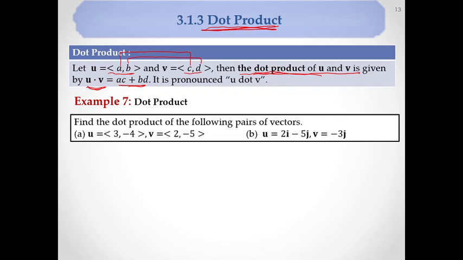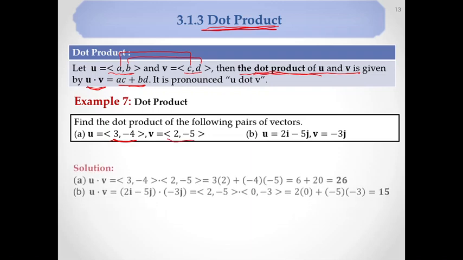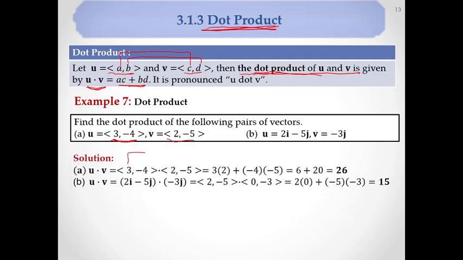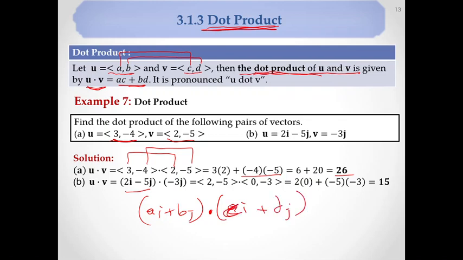It has some use in physics, and we will see its application here as well. Let's do some examples. For u and v, let's do the dot product: 3 times 2 plus negative 4 times negative 5, which is 26. If it's written this way, like ai plus bj dot product with ci plus dj, you can directly multiply these two and these two.